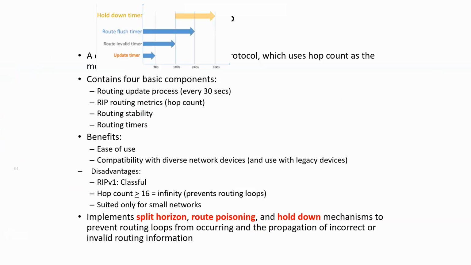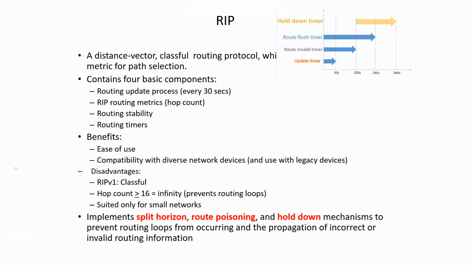Let's see if we can get this in where it maybe is visible. I got too much stuff on this now. The hold down timer, the route flush timer, the update timer every 30 seconds. If nothing happened in 180 seconds, that's the route invalid timer. So we're now going to say that this route is invalid. After that, it's going to flush the route out of it, at 240 seconds.